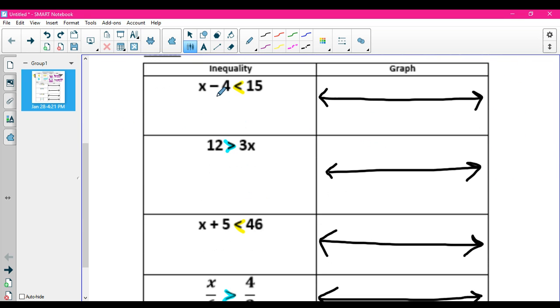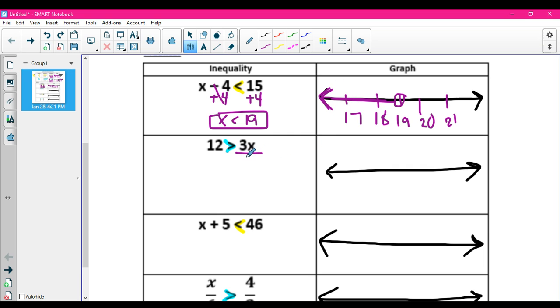A few more examples. We're going to add 4 to both sides on this one so that that can cancel. We end up with x is less than 19. So we have to have 19. X cannot be 19. It is all the numbers in the world less than 19. So we put an open circle and shade less than.